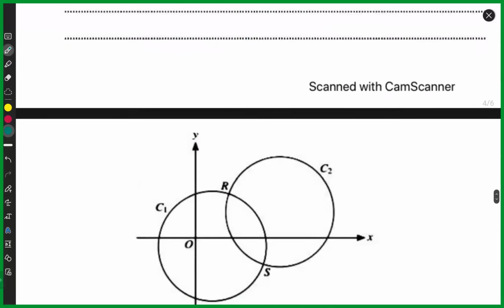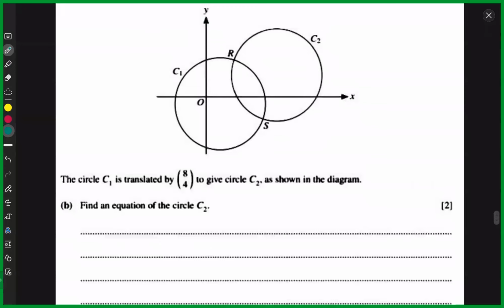All right, for the second part, now this is important. It says the circle C1 is translated by 8 4 to give circle C2. So initially we were able to find out the equation of C1, and then we translated C1 by 8 and 4. In translation, we shift things. So it has been moved 8 units to the right and 4 units above, as shown in the diagram. Find an equation of the circle C2. This is what you need to do.